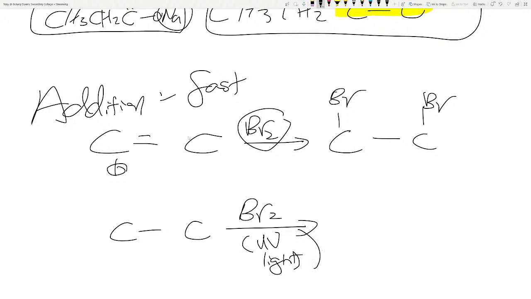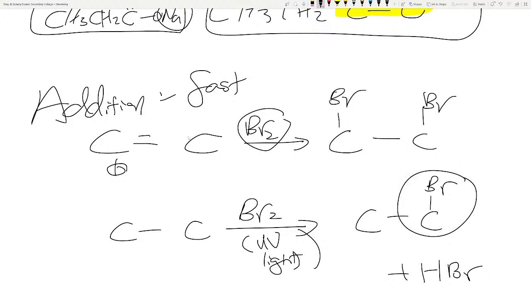Whereas C-C with Br2, this will do a substitution reaction. So you just substitute one of the H's at the end, not in the middle. Could be either H's at the end. And then this is substitution reaction, and this reaction is very, very slow, and you need UV light to help that.